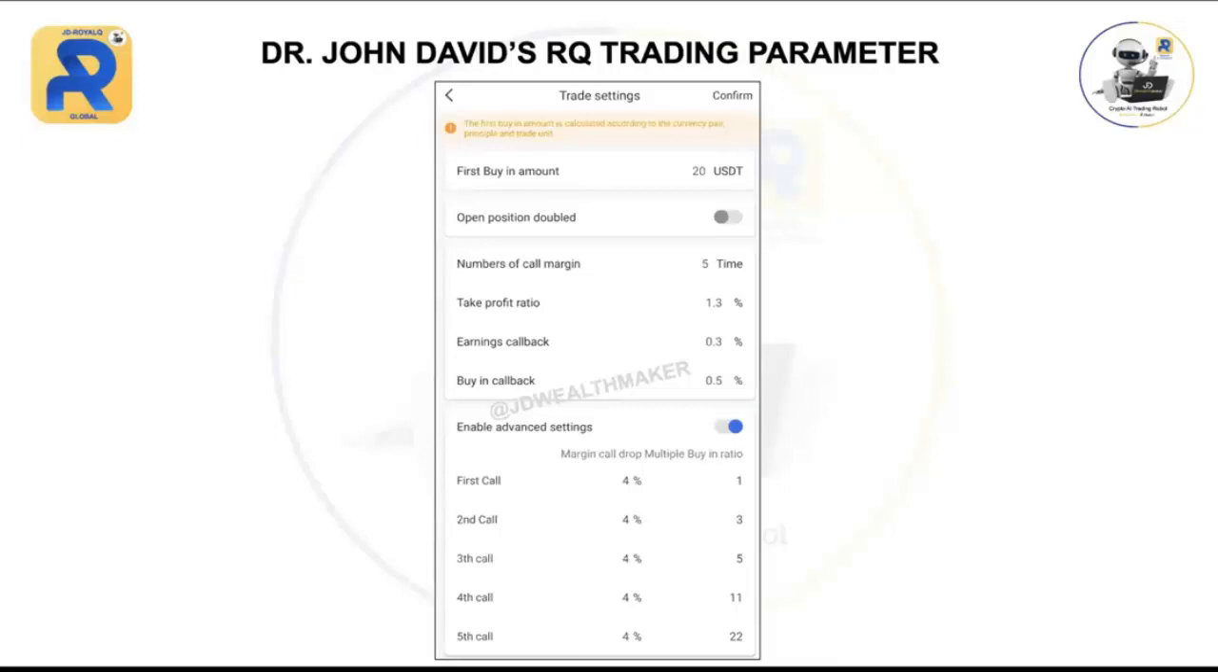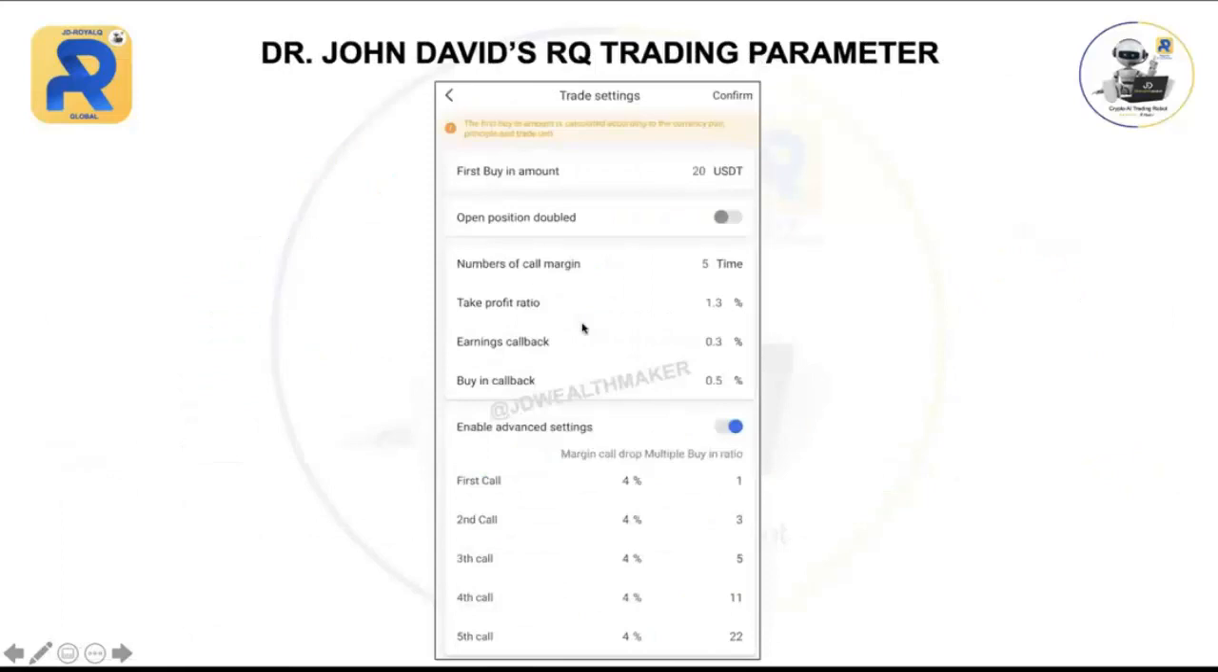So now after I did a lot of experiments, I came up with my own parameters. If you want to use these parameters, you can take a picture and use them. But please, for your first buy, don't put 20. Put 10, because I put 20 since I have a huge capital to trade. If you don't have huge capital, don't put 20, please. Just put $10. And my number of calls is 5. I'm not using 7. Can you see that?